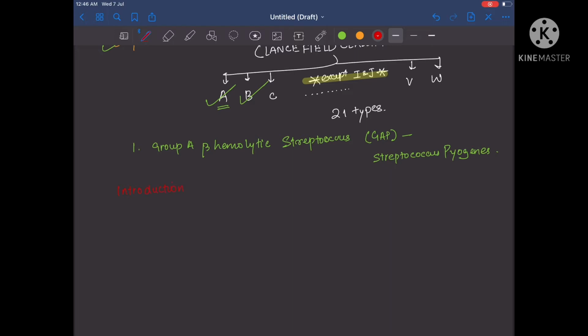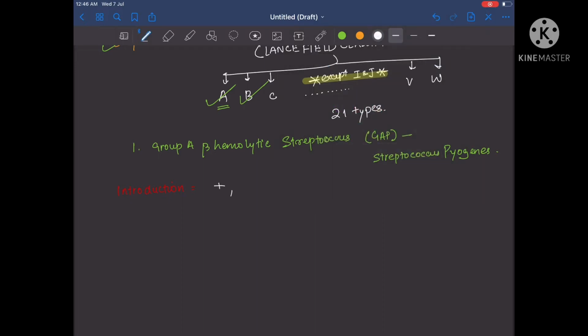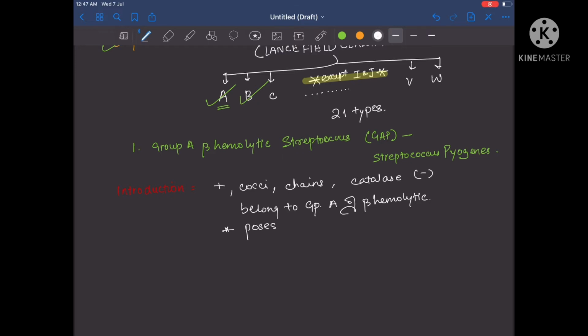Coming to the introduction, as you all know, it is a gram positive bacteria, cocci, arranged in chains, and also it's catalase negative. It belongs to group A of beta hemolytics. And the very important thing about this bacteria is that it possesses a capsule that is made up of hyaluronic acid. That's very important to know about Streptococcus pyogenes. So with this, our first part, that is introduction, is over.